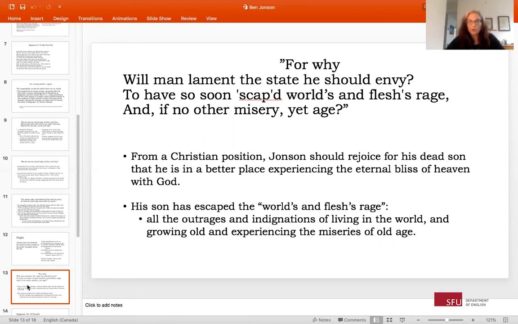So Jonson says here that he should envy his son's death, not lament it. From a Christian position, that would be the appropriate response. He should rejoice for his dead son, that he is in a better place, experiencing the eternal bliss of heaven with God. His son has escaped the world's and flesh's rage. He's escaped the outrages and indignations of living in this world, and specifically of living in a body, flesh's rage, and growing old and experiencing the miseries of old age.